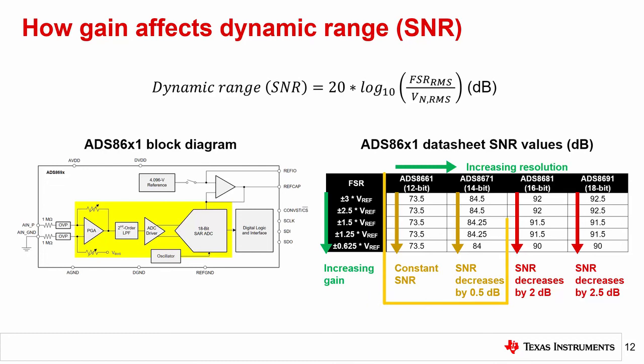Note that the 12-bit and 14-bit ADCs have relatively constant SNR as gain increases, while the higher resolution devices in this family see a much larger SNR reduction from low gain to high gain. You can also see that the general rule of a 16-bit cutoff between lower and higher resolution ADCs is not necessarily true for this family, as the PGA noise begins to dominate even at the 16-bit level.